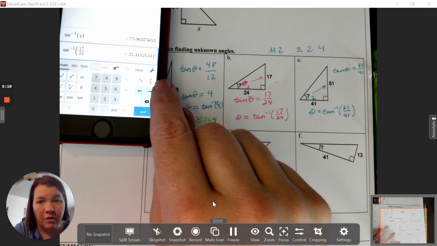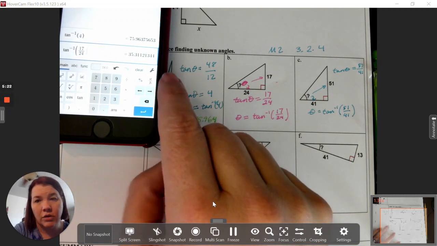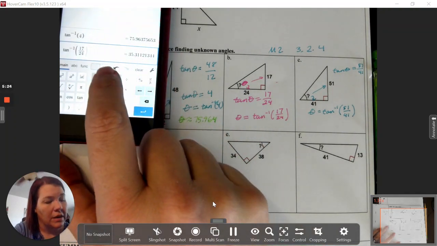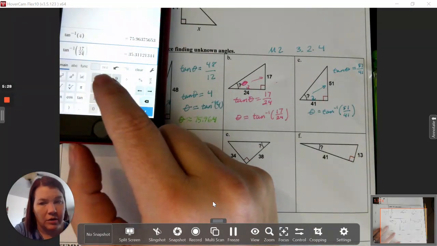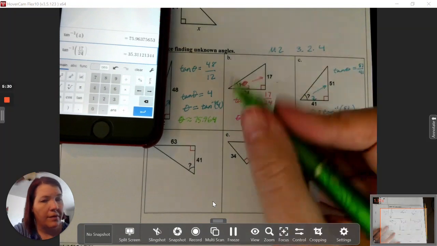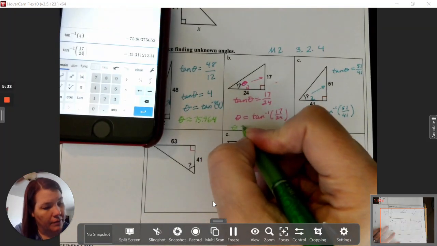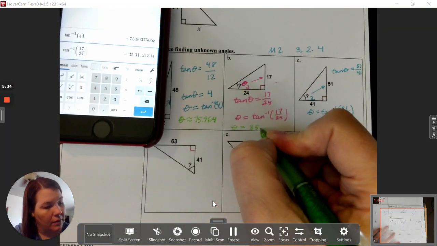The thing you'll notice is there's an a over b button right here, so if you wanted to do a fraction, you can do that. And notice it's in degree mode. If I click on that, now it's in radian mode, and my answers change drastically. Make sure you're in degree mode. And so theta equals 35.311.